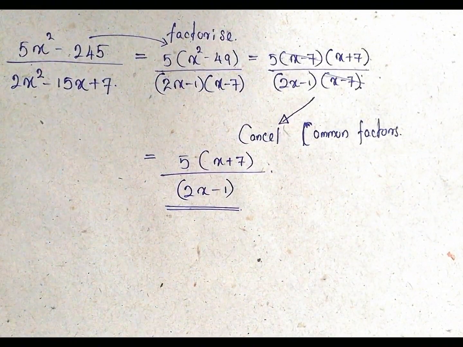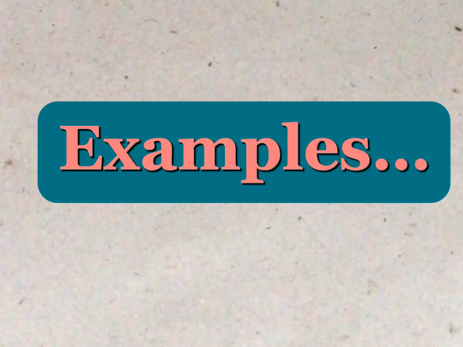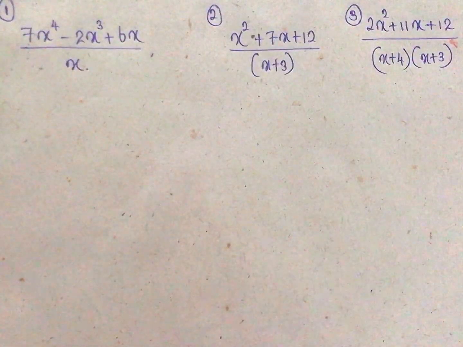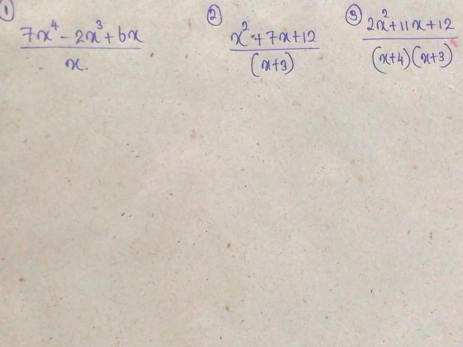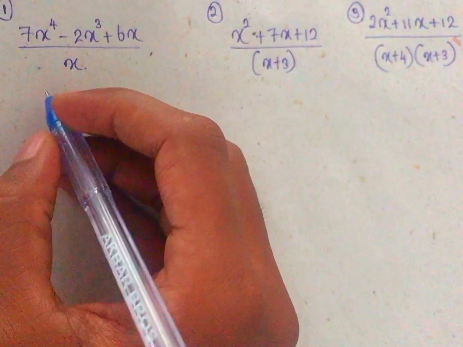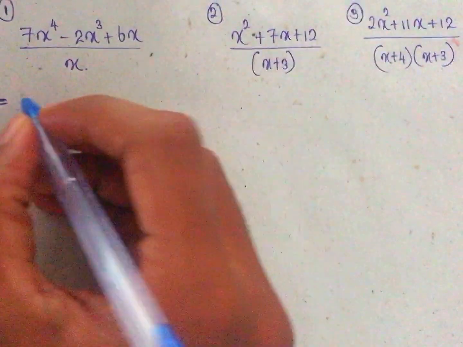Okay guys, let's move to some examples. Then you can get a clear idea of algebraic fraction simplification. I have 3 examples for you. In these 3 examples, the factorizing methods are different from each other. The first one is very simple.